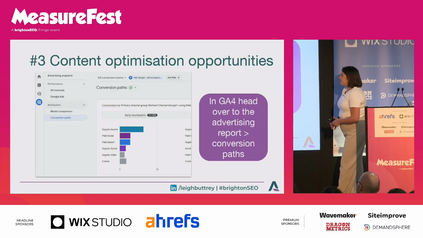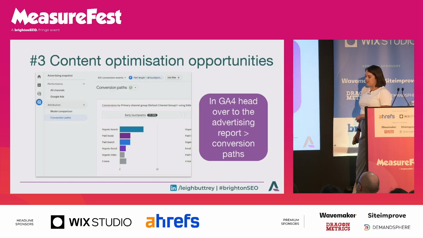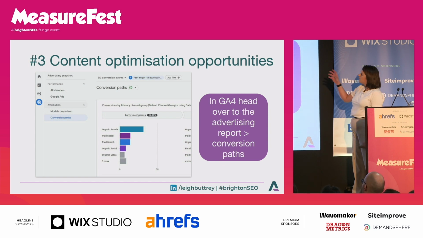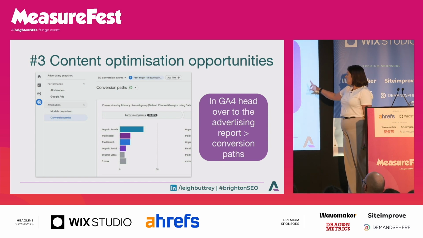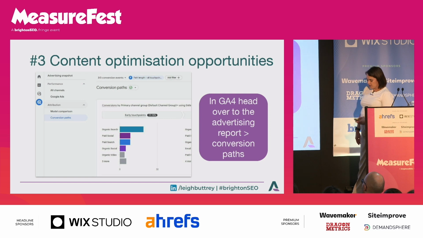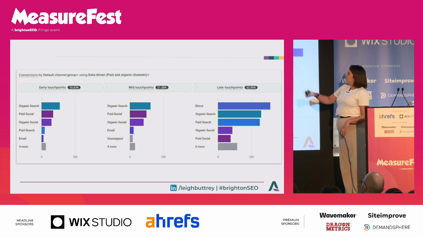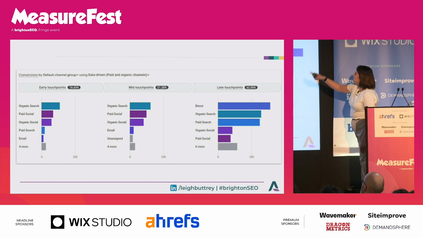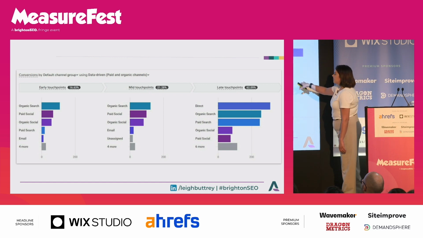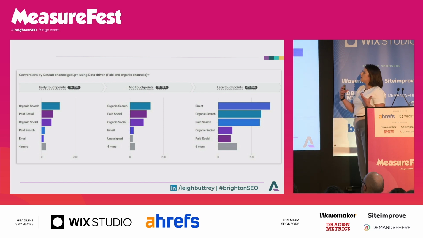Number 3, one of my favorite tools in this, as I said, I do advertising, is this kind of report in GA4. If you head out of your reports and head down to advertising and conversion paths, you're going to come to this kind of report here. Now, if we think of these early touch points, mid touch points, and late touch points as top funnel, middle funnel, bottom funnel, what you're going to see is how all of these marketing channels are working together.